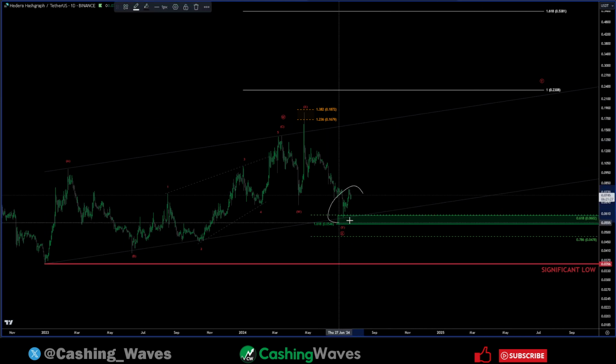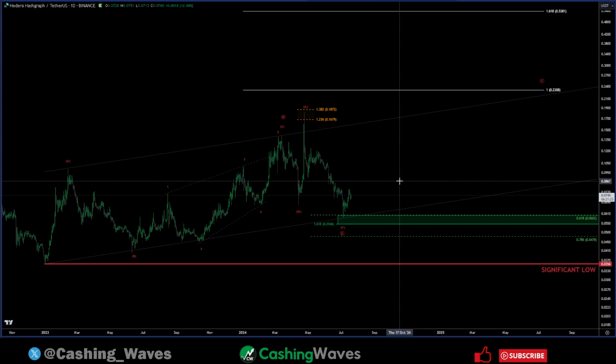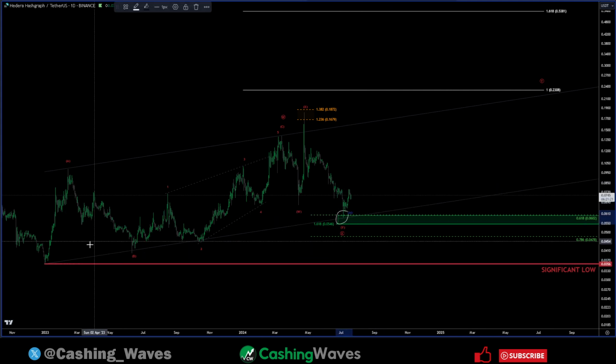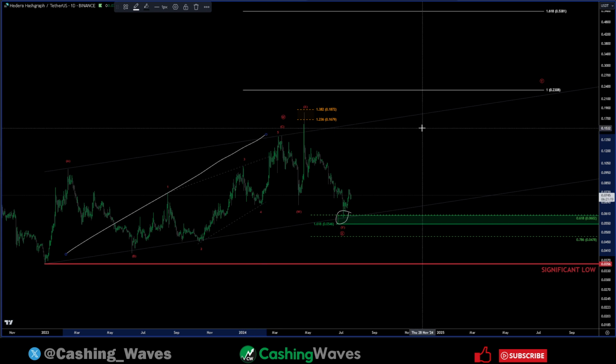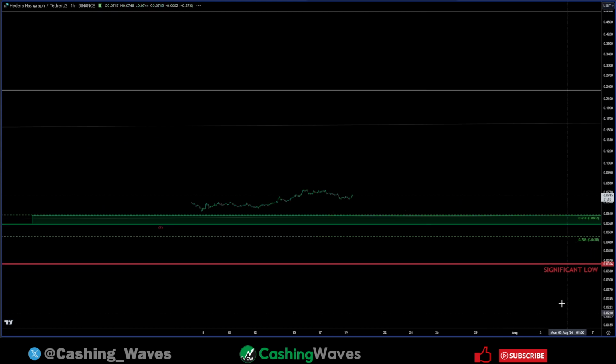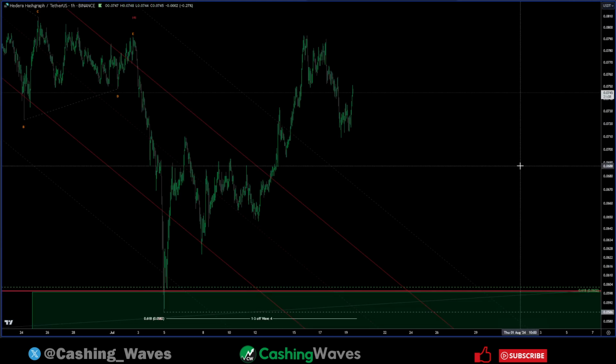Now we're going to be focusing on this smaller area here off the low. You can see we came to the 618 retracement of the entire wave W, exactly where our most likely correction would be. That's what you have there on my green zone. All right, so let's go down to the smaller time frames.